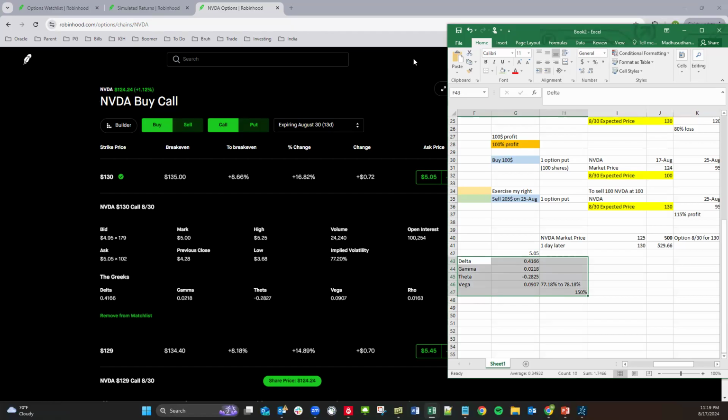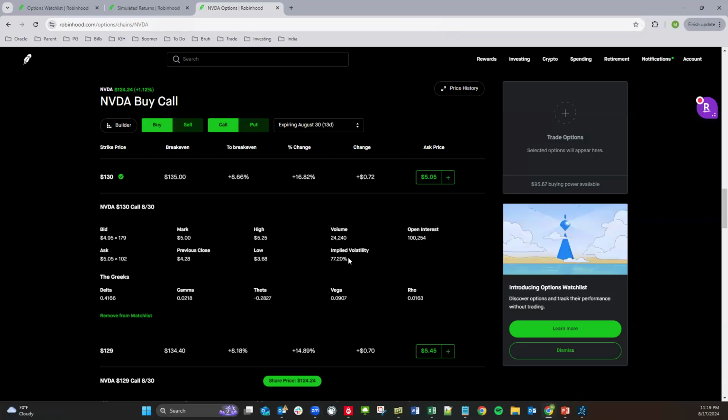Okay. So where are you watching this IV, in Robinhood only, or what? Like how do you know that it's going down or up? Oh, no, you will see it here. For any option price, you'll see the implied volatility. It will show you what the current one is. It will keep fluctuating.